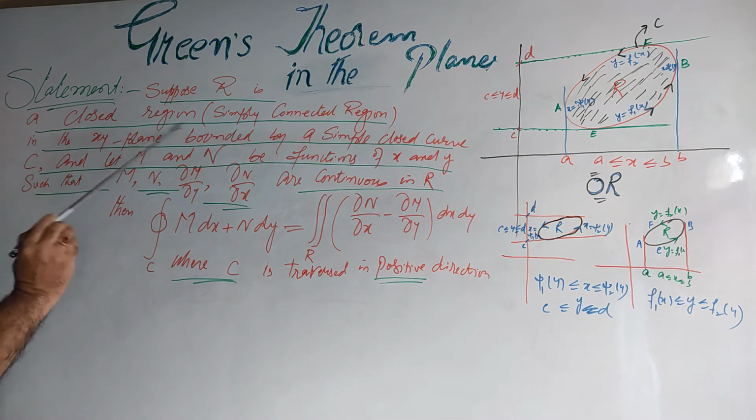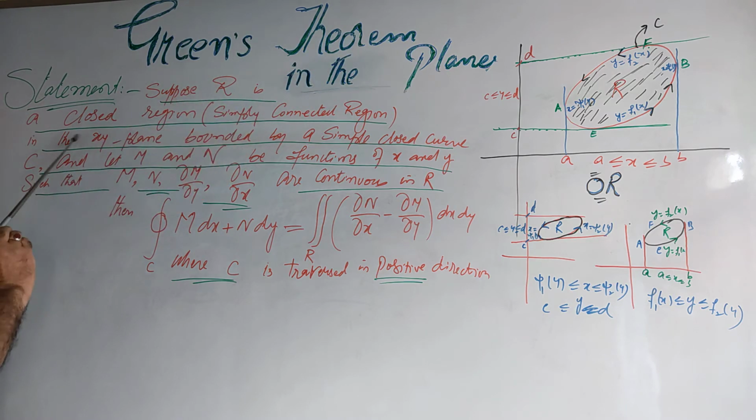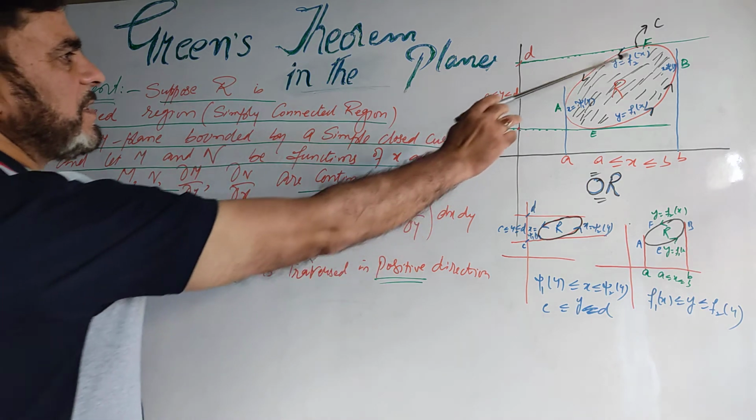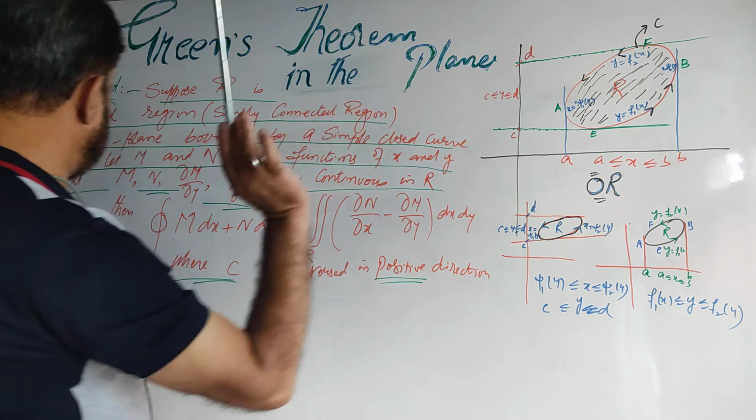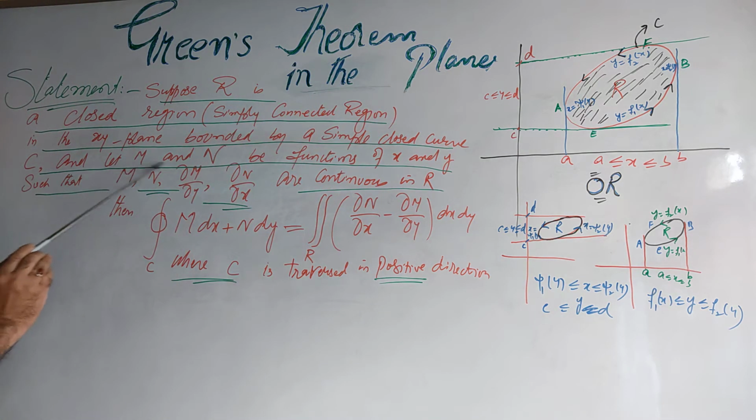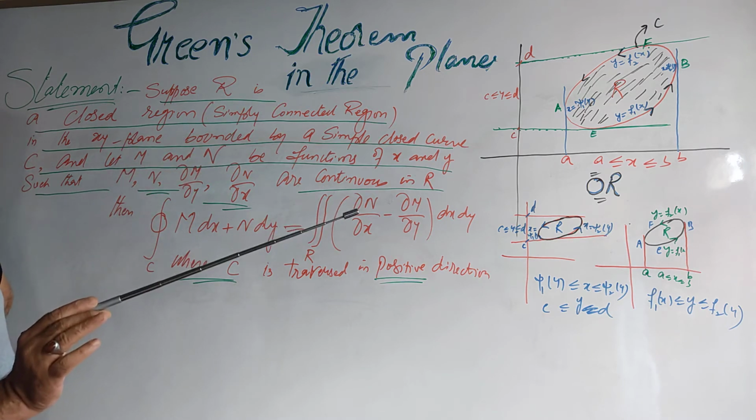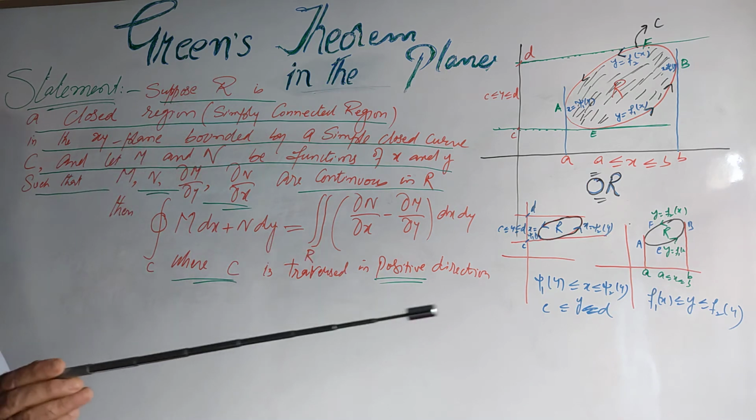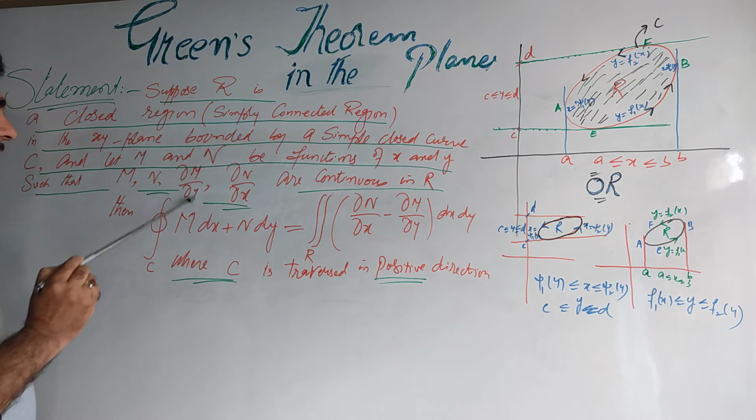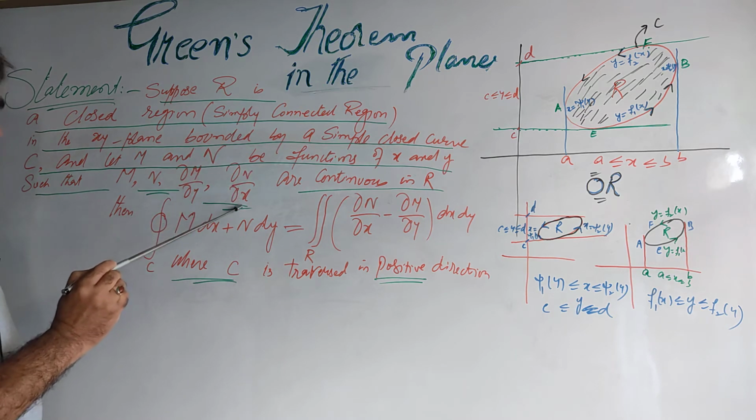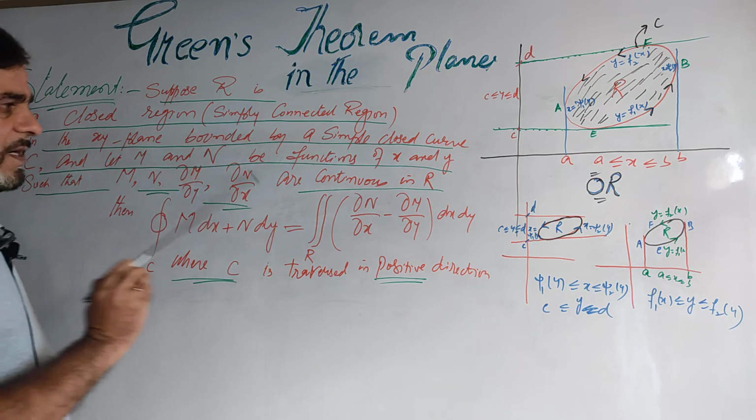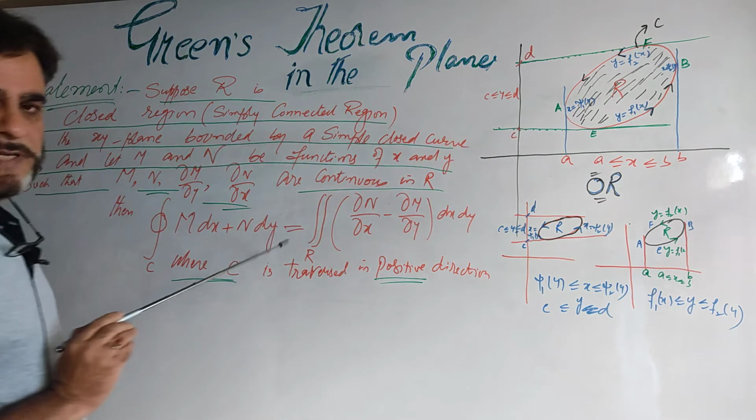In the xy plane, because it is Green's theorem in the plane, bounded by a simple closed curve C. This is the region R, bounded by simple closed curve C. I have also drawn the figure here. And M and N, M is a function of x y, N is also some function of x y, such that M and N together with their partial derivatives, partial derivative of M with respect to y, partial derivative of N with respect to x, are continuous in the region R. These must be continuous.